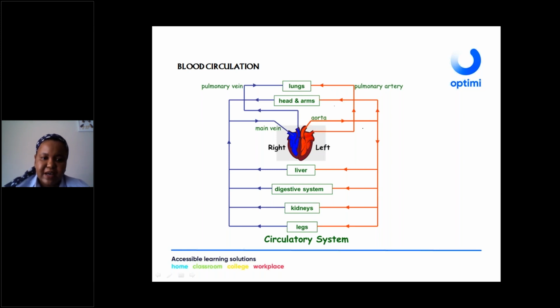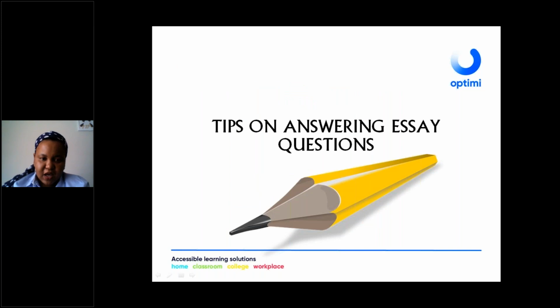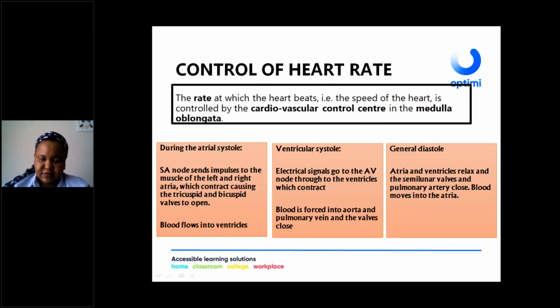Remember that the transportation of deoxygenated blood into the lungs and away from the lungs is known as pulmonary circulation, and to the other parts of the body it is known as systemic circulation. Right? Okay.